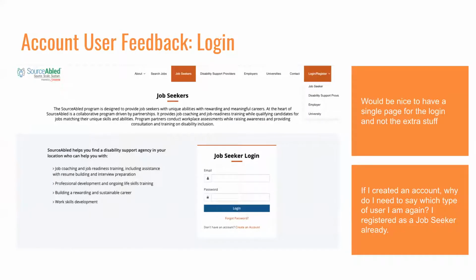Then finally, our third way of doing user testing was to do a focus group. As a large group, we looked at the account section. When looking at the login, we found that it would be nice to have a single page for the login and not the extra stuff, was one of the users' feedback. And when they create an account, having to select job seeker, disability provider, employer, and university, somebody recommended if we just had one login, since they've already created the account, that could be connected to their account and they wouldn't have to select again what user they were.